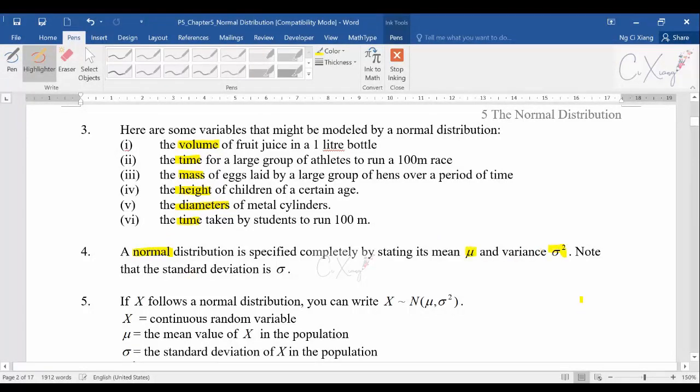Once you know that it is normally distributed, then you usually will be given the mean and variance. So when you know that it is a normal distribution already, please write it out in this particular symbol. X is normally distributed, N is normal. The first value must be the mean, the second value must be the variance. You cannot exchange the sequence here, it must follow exactly. The first value is always the mean, the second value is always the variance.